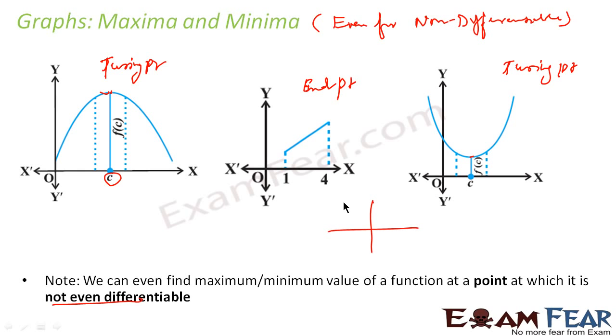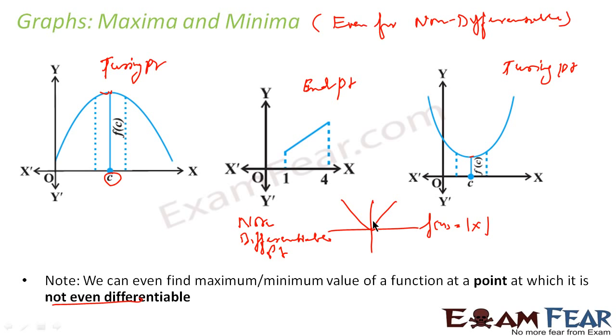If this is the graph, f(x) is equal to mod x. So if you see, the minima occurs here, and this is not a turning point. This is nothing but a non-differentiable point. Correct. And for this graph also, I'm able to find the maximum and minima just by looking at the graph.